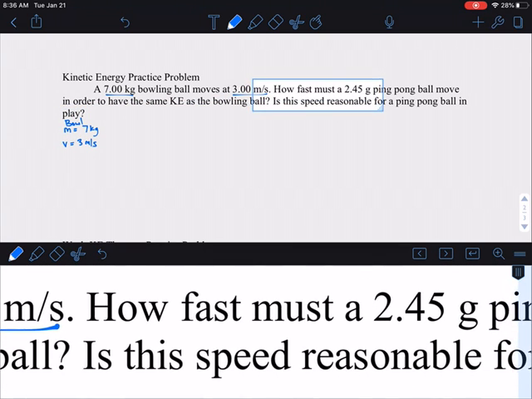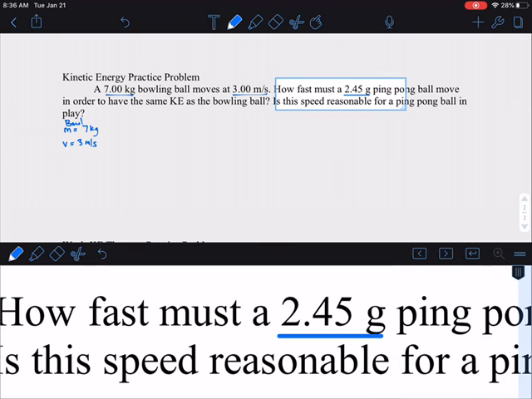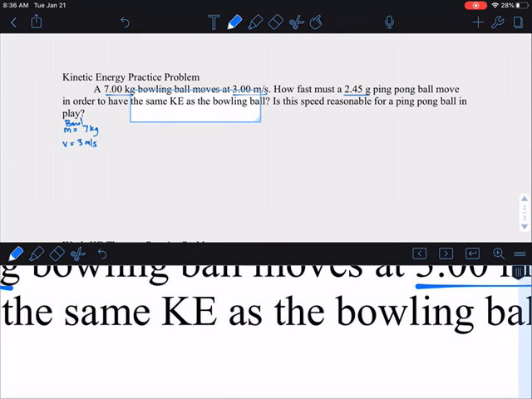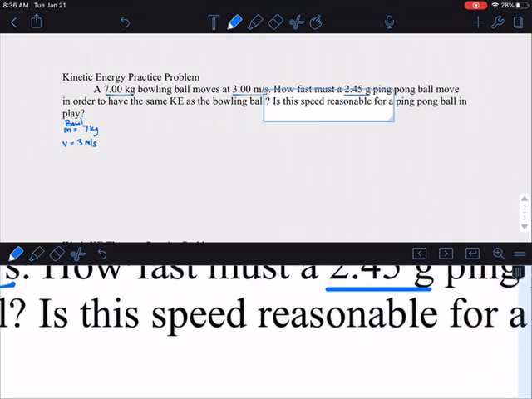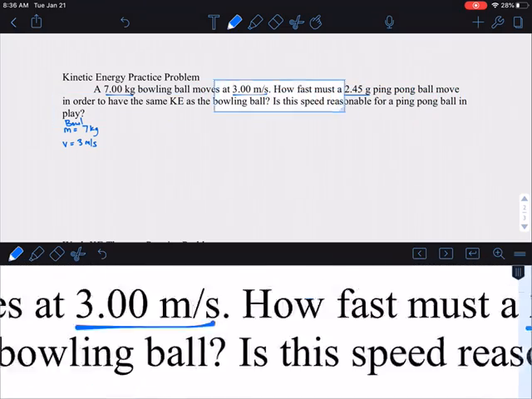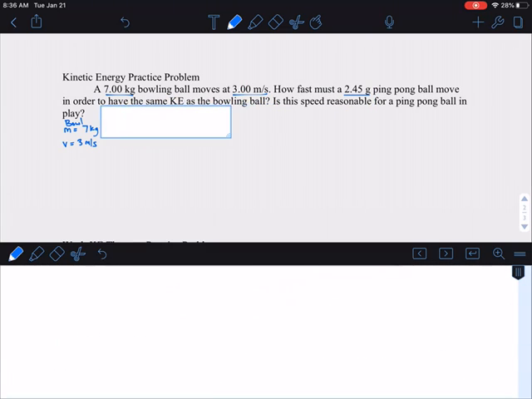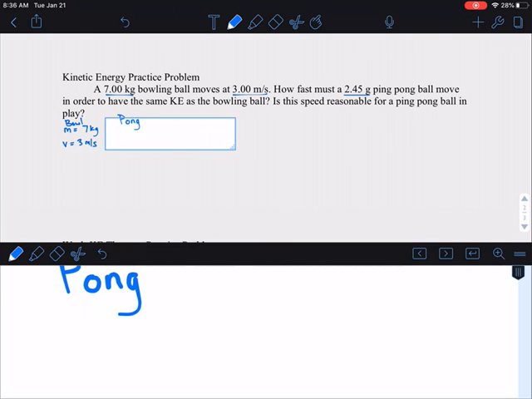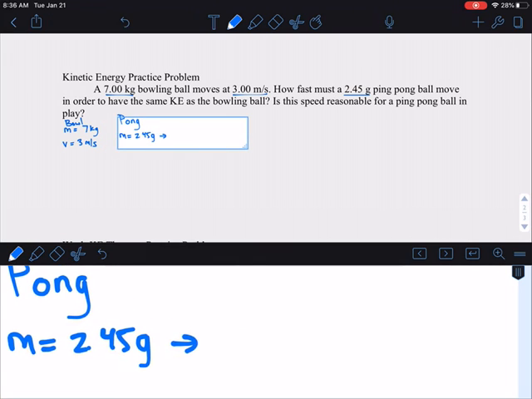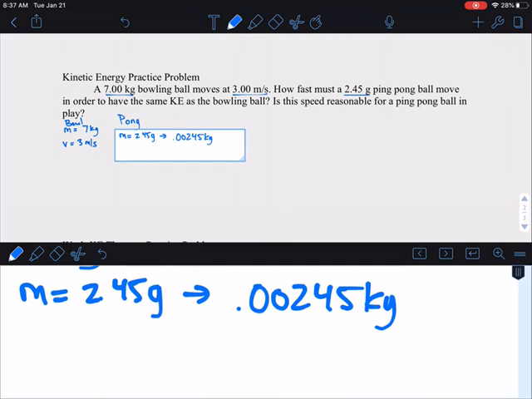And how fast must a 2.5 gram ping pong ball move in order to have the same kinetic energy as a bowling ball? And the second part of the question, is this speed reasonable for a ping pong ball in play? I also have a ping pong ball that has a mass of 2.45 grams, which I need to convert to kilograms. I'm going to move the decimal place 3 times to the left: 1, 2, 3. So it's 0.00245 kilograms. And I need to know what the speed is.